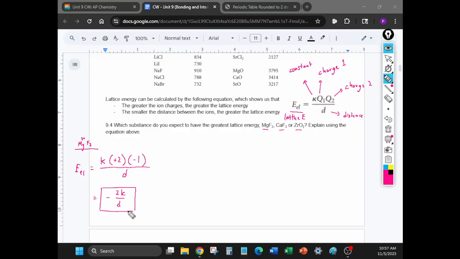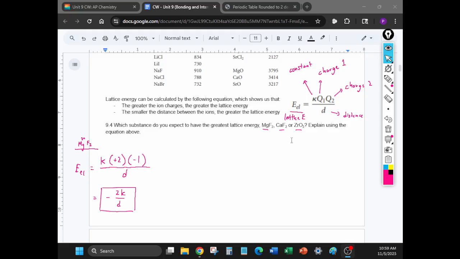So I want you to do the same thing for the other 2 ionic compounds we're looking at, CaF2 and ZrO2, and then I want you to see if you can determine which one has the greatest lattice energy. So go ahead, try that out, and then we'll go over it together.